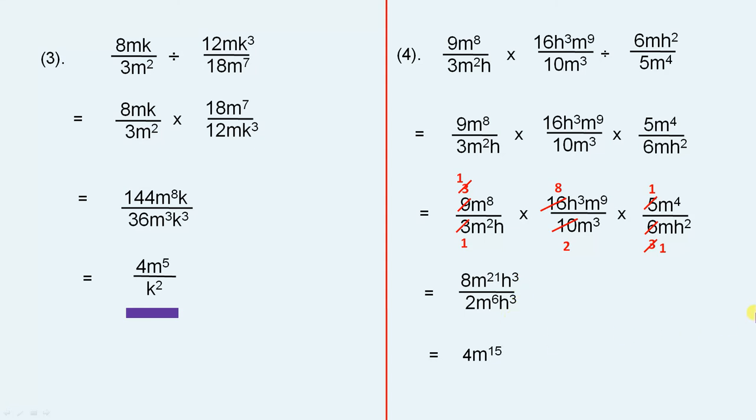So this video has introduced us to the idea of dividing algebraic fractions, and the simple rule is that we change the division sign to a multiplication sign, and then the fraction that's after the division sign, we turn it upside down, and then we go through the normal process of simplifying the algebraic fraction where possible.